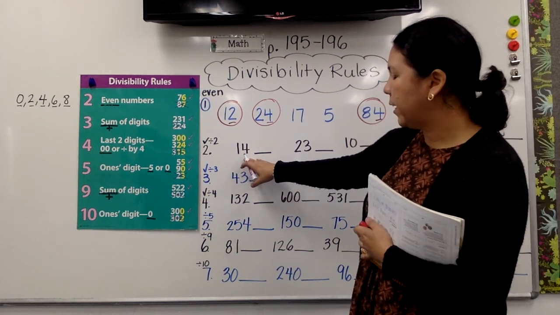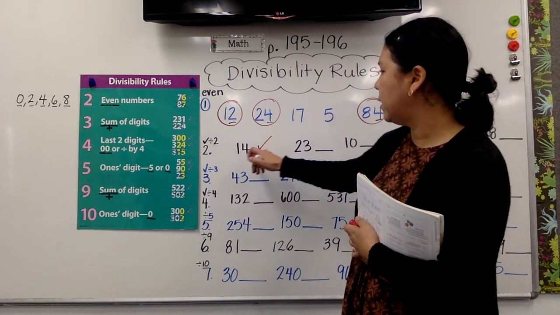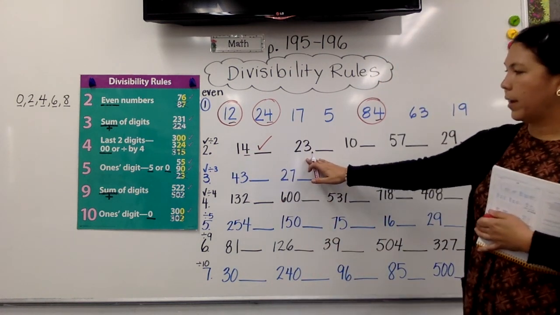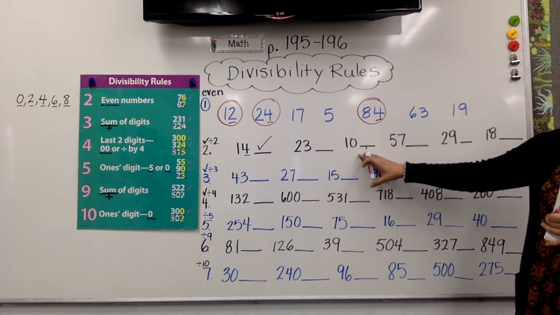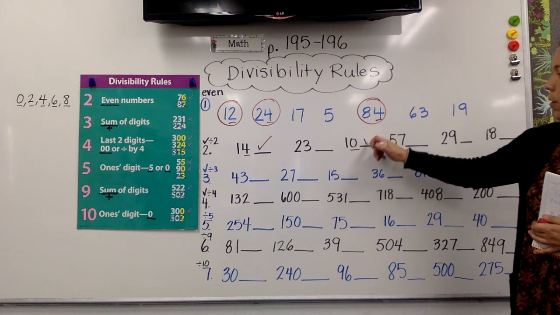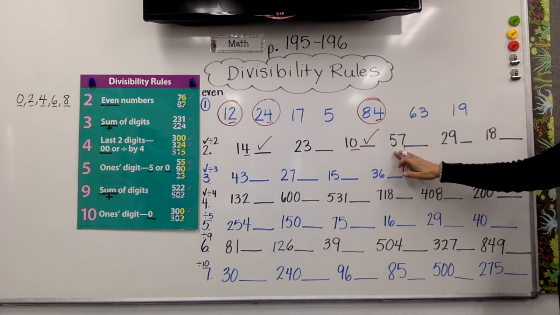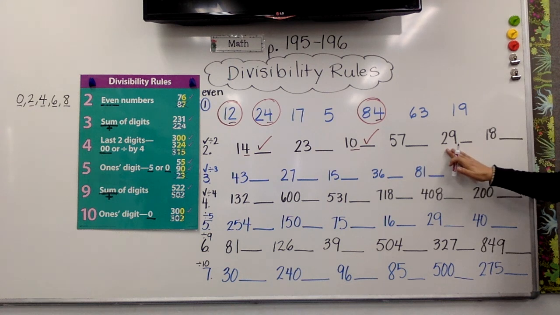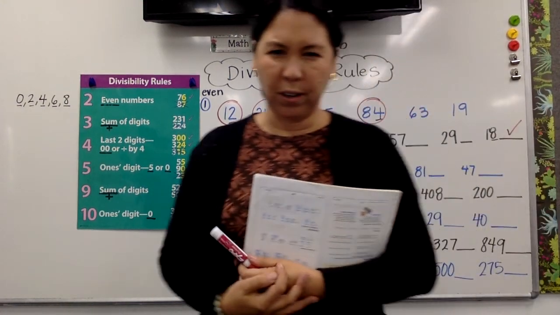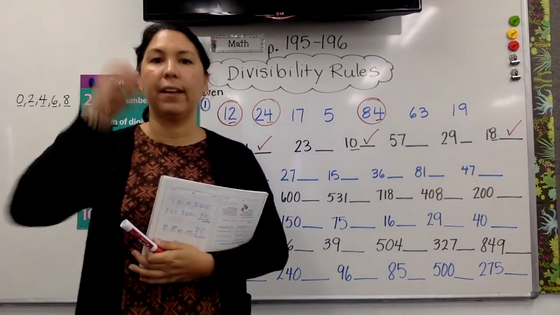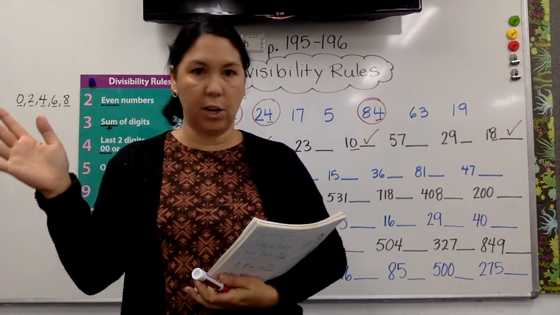Okay, so 14, divisible by 2? Yes, it's even. It ends in a 4. 23, divisible by 2? No, it's odd. 10, divisible by 2? Yes, it ends in a 0. Check. 57, it's odd. 29, odd. 18, even. It ends in an 8. All right, so you should have check marks on 14, 10, and 18. All right, are you ready for our next rule? The 2's pretty easy, right? If it's even, yes. If it's odd, no.